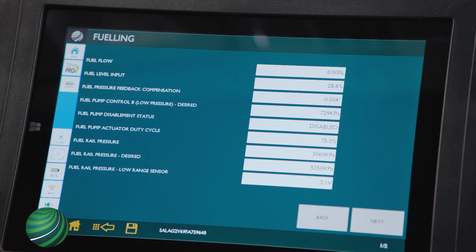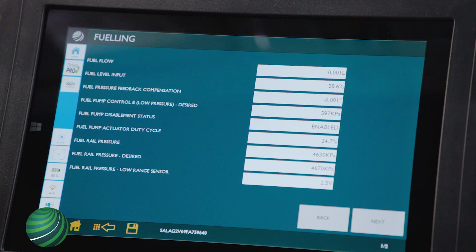Next, start the engine. Fuel rail pressure desired will usually be between 5 and 6,000 kilopascals. Fuel rail pressure will quickly raise to match desired, then both will stabilize to around 3,000 kilopascals. Fuel pump control B, low pressure, desired, will remain at 729 kilopascals while at high idle.